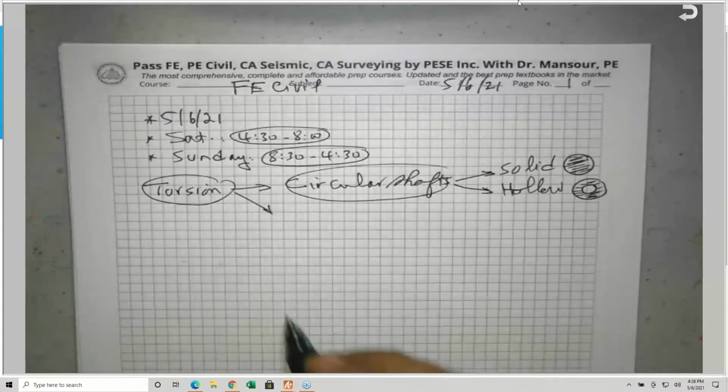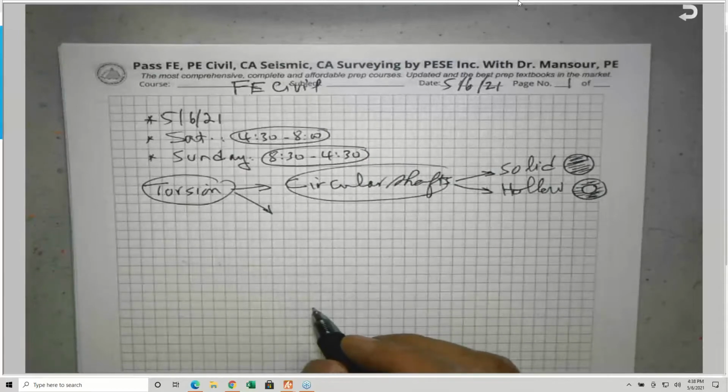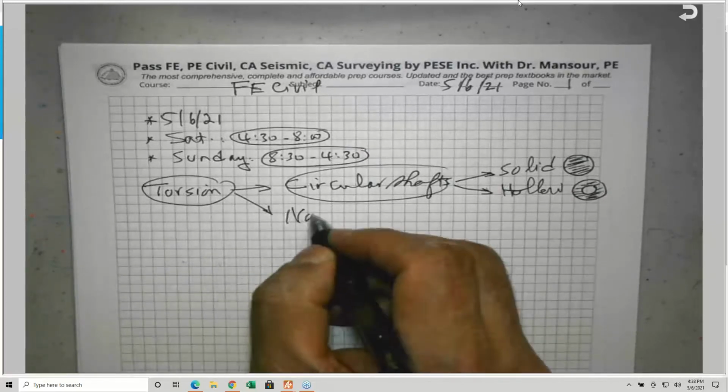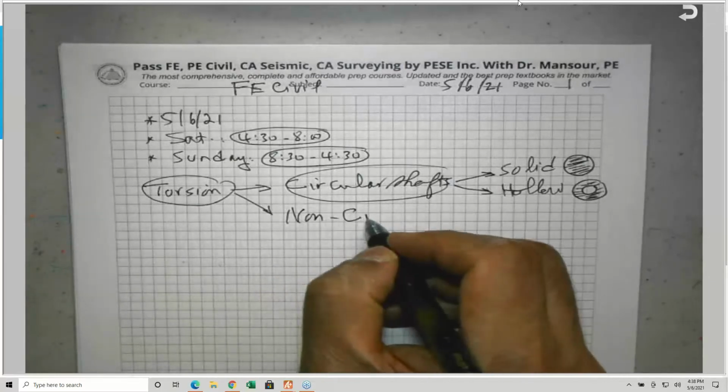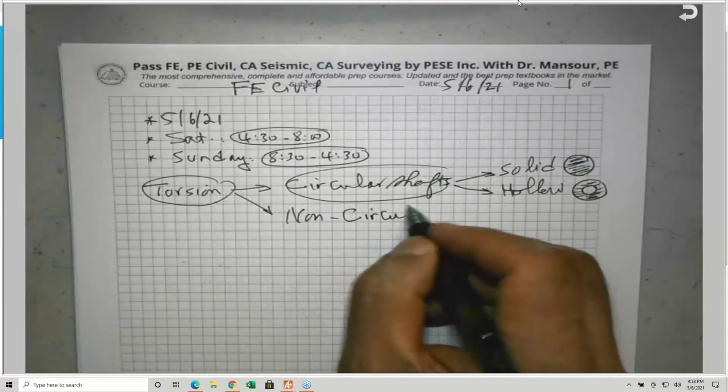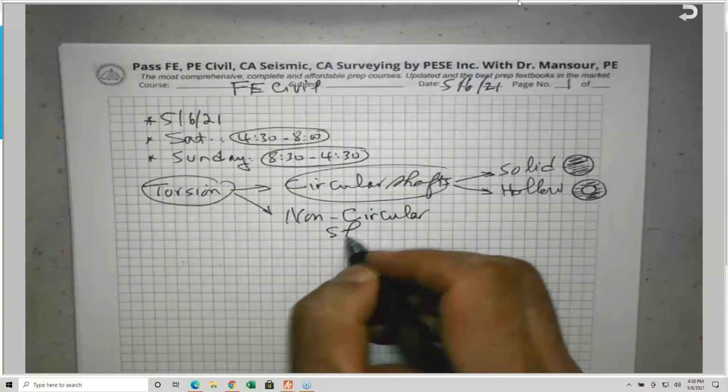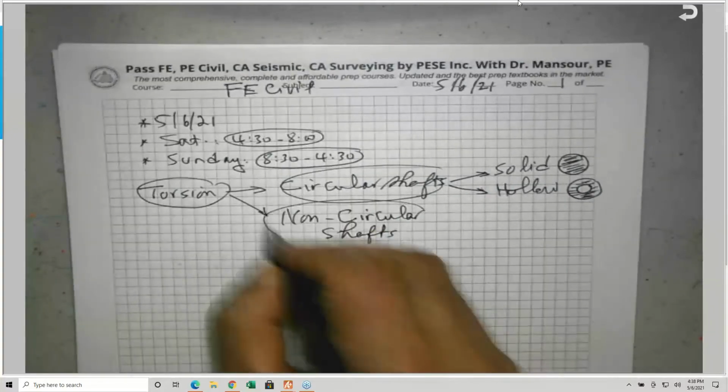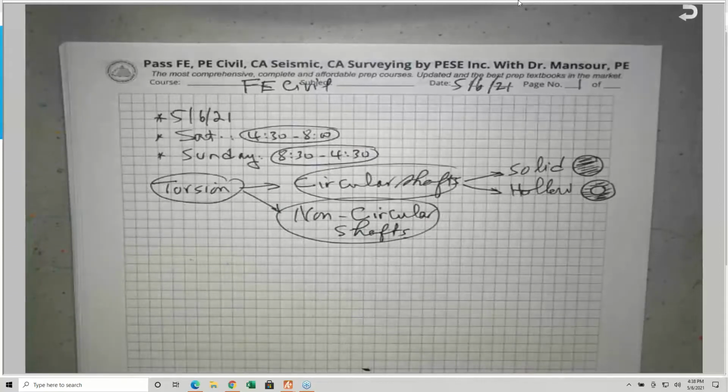Torsion also applies to non-circular shafts. Look at the equations that they gave us in the NCEES, and again, we need to make sure that we really understand.